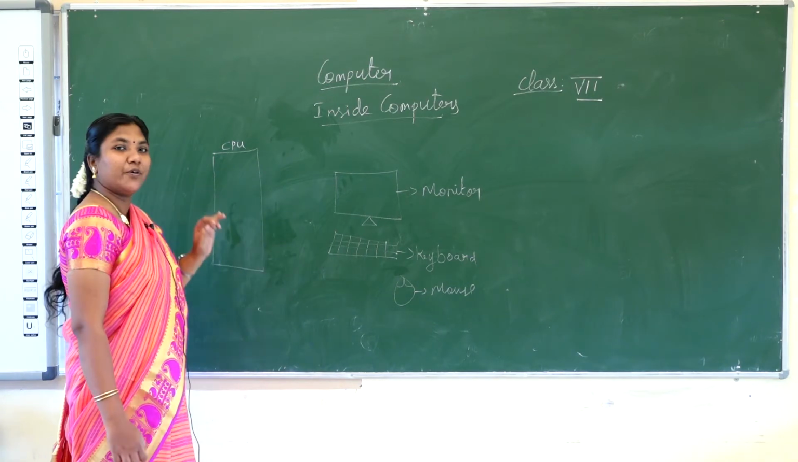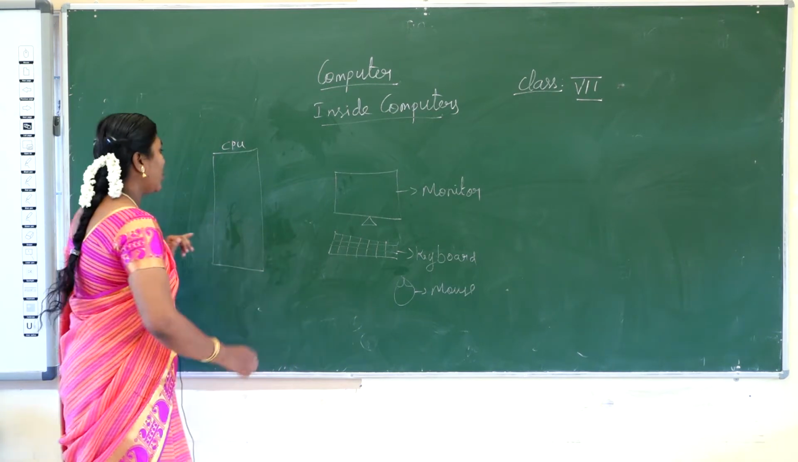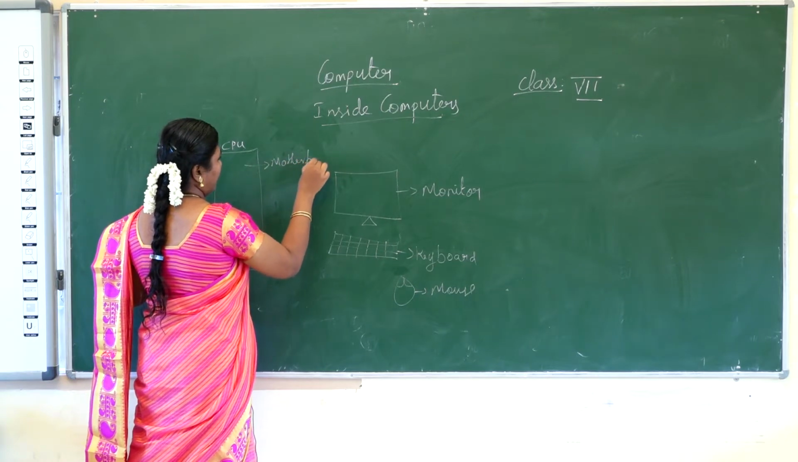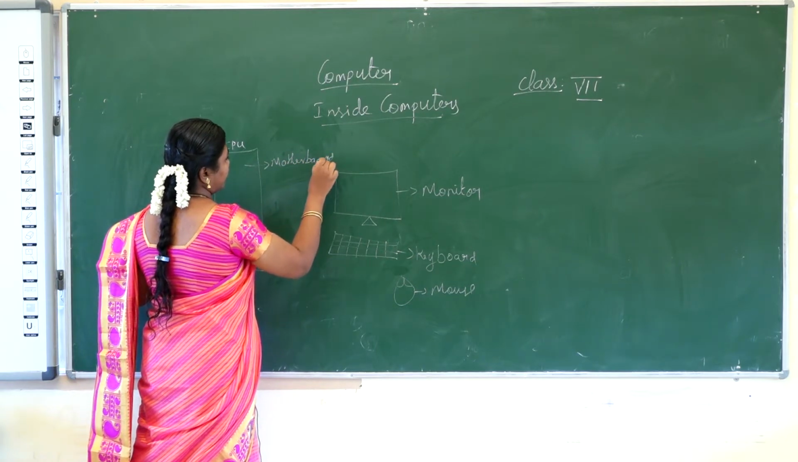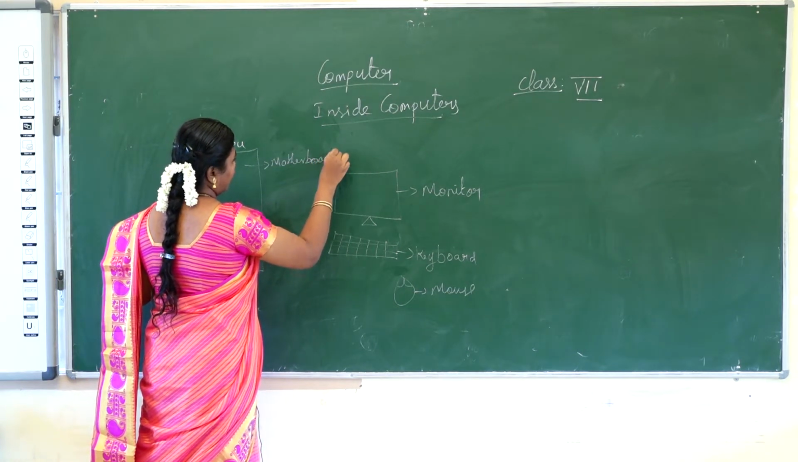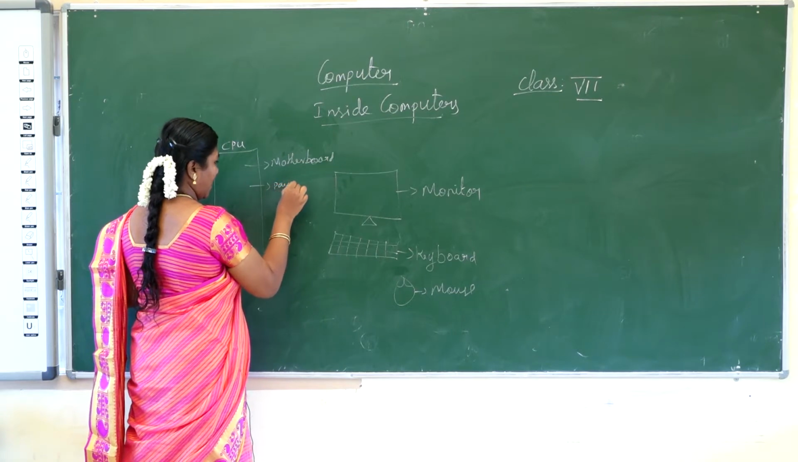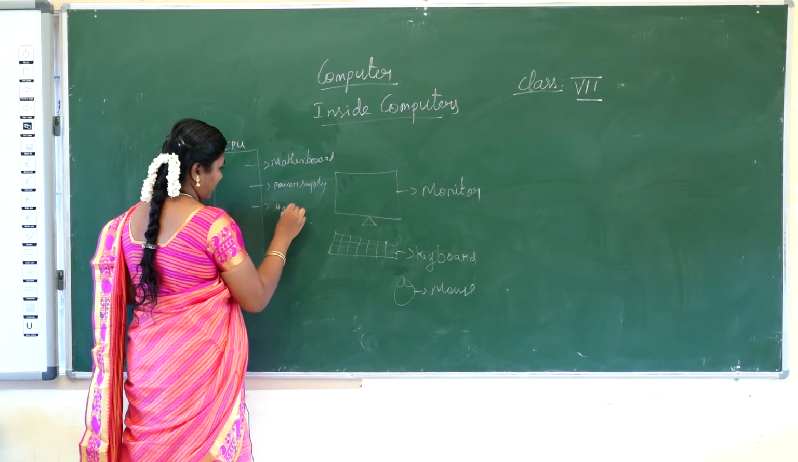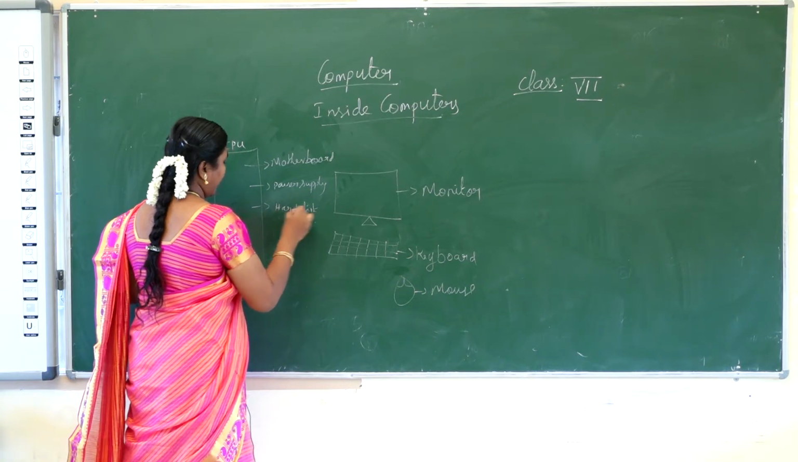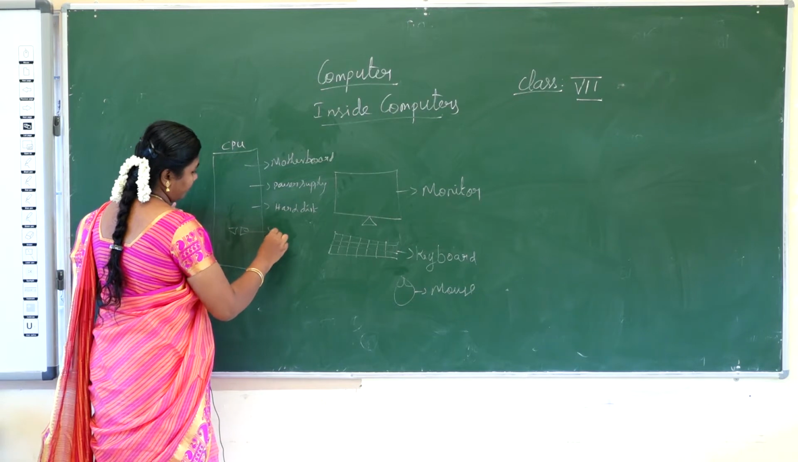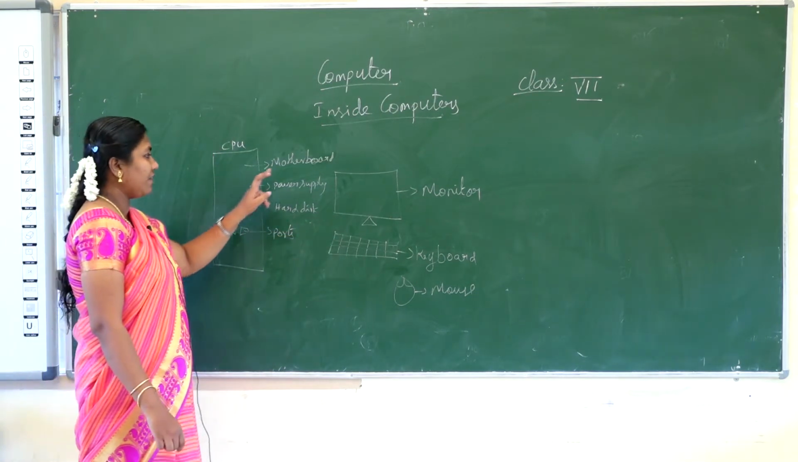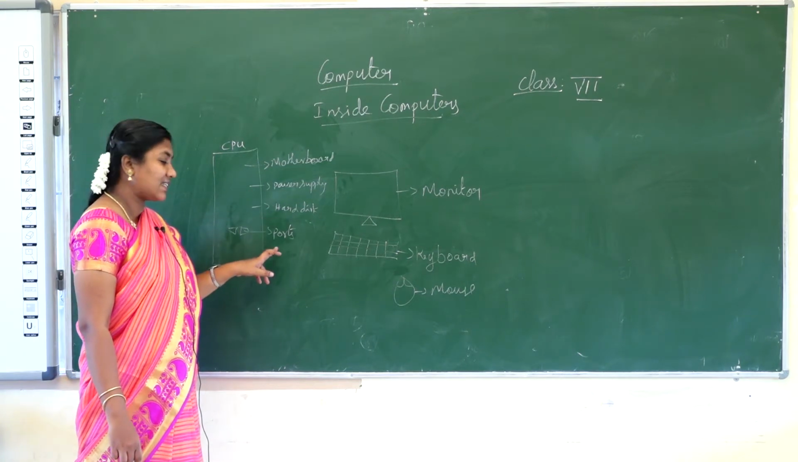Okay, so within the CPU have you noted any components? First there will be a motherboard, a power supply, hard disk, and you might have seen many ports. So inside the CPU you are having motherboard, power supply, hard disk and some ports.